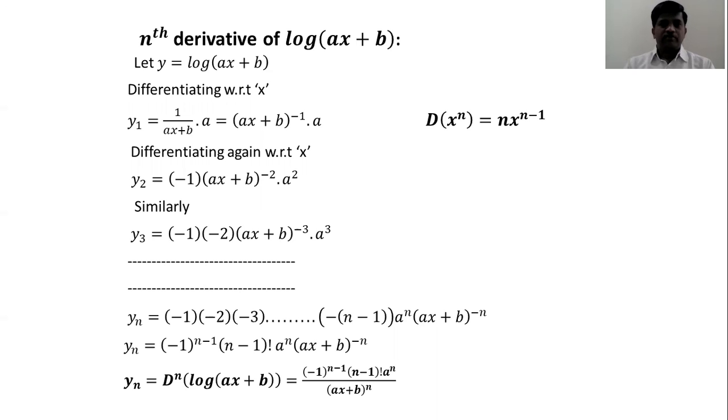Now we are differentiating y1 with respect to x again. Y2 is equal to minus 1 into ax plus b power minus 2 into a square. Similarly, the third derivative is y3 is equal to minus 1 into minus 2 into ax plus b power minus 3 into a cube, and so on to proceed. Yn is equal to minus 1, minus 2, minus 3, so on, minus of n minus 1 into a power n into ax plus b power minus n.